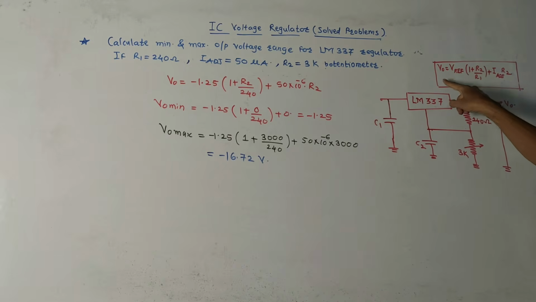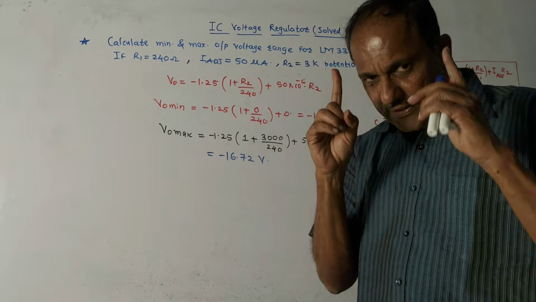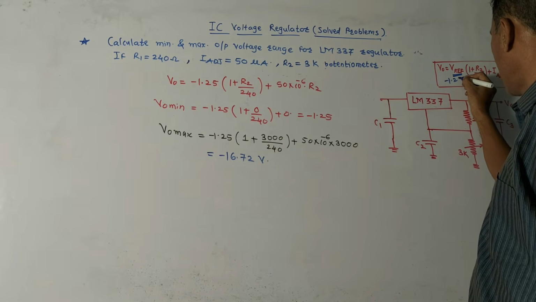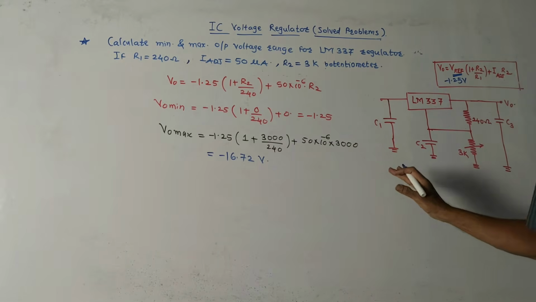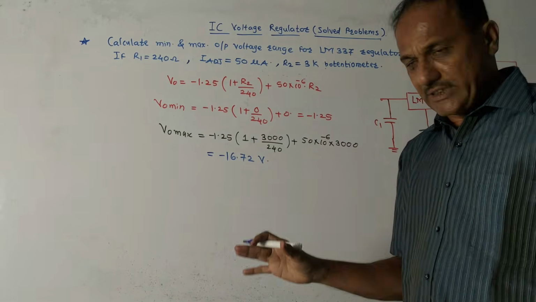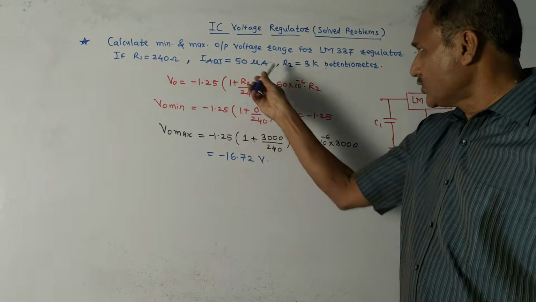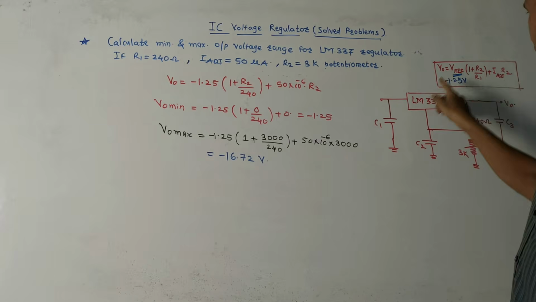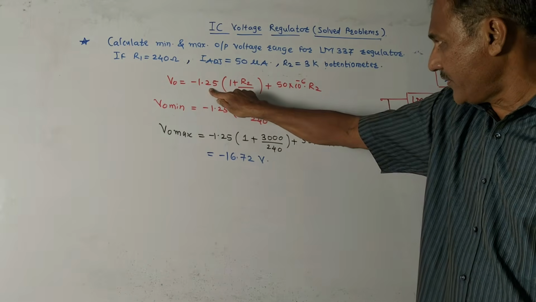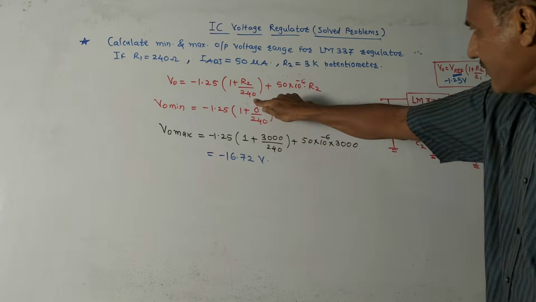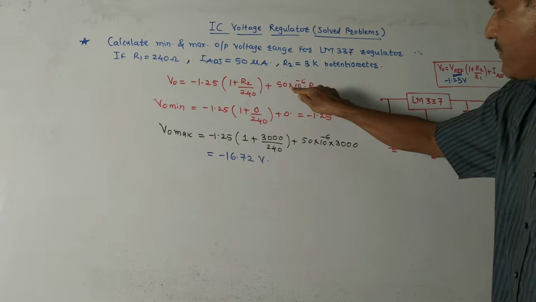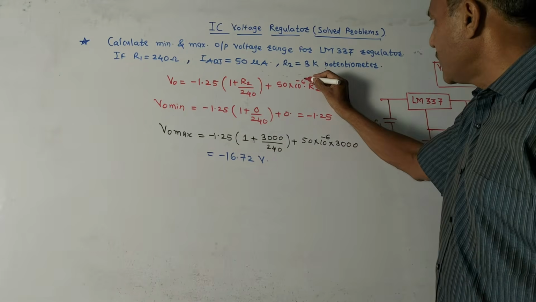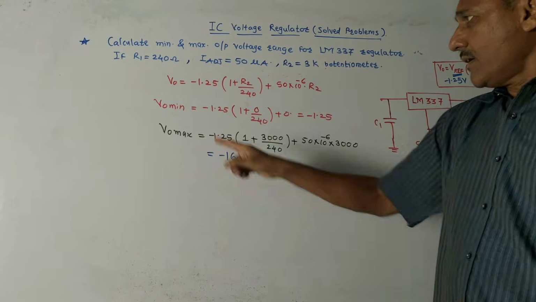This is the formula, the same formula we will be using. What is the change? The only difference is that the value of V reference is now minus 1.25 volt. Otherwise all remaining calculations are the same. For example, for this numerical I have written this formula. I have referred to the same formula, only I have put the value of reference, that is minus 1.25. Here R2 upon R1, R1 is 240, plus I adjustment, that is 50 microamperes, so it is 50 into 10 raised to minus 6 into R2. R2 as it is. V minimum.